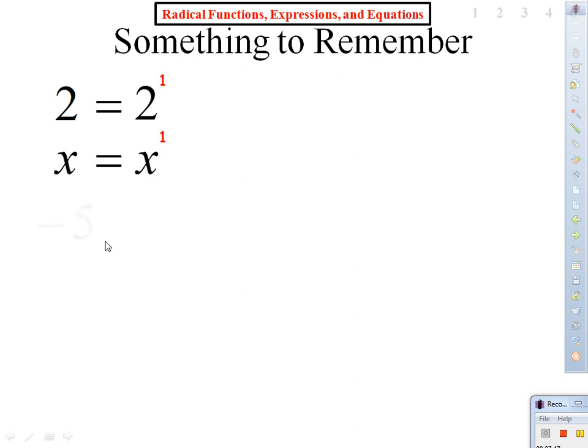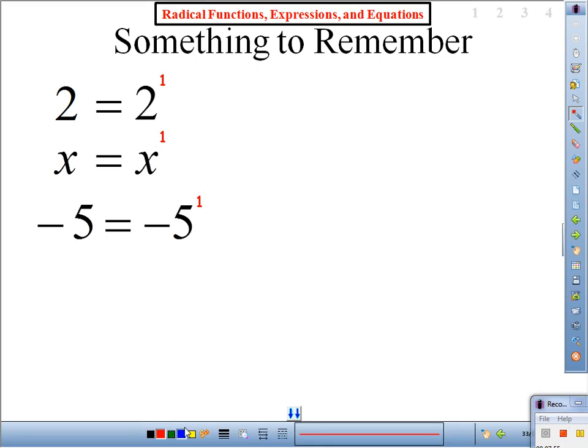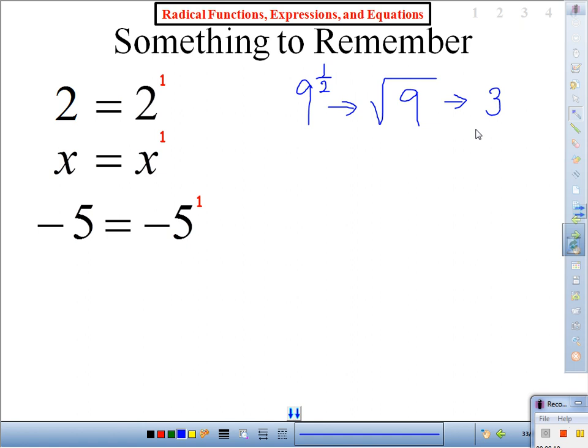All right, same thing if we have a negative number, remember, add a 1 to the exponent. Okay? Other thing to remember. On the warm-up, we did something like this: 9 to the 1/2 power, we said we can write that as the square root of 9, which is 3, positive 3.